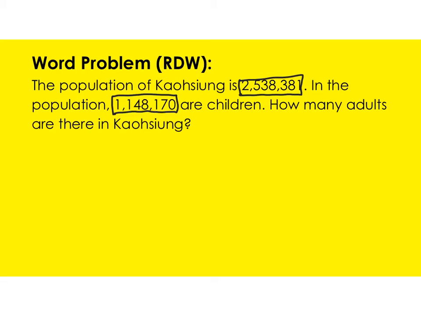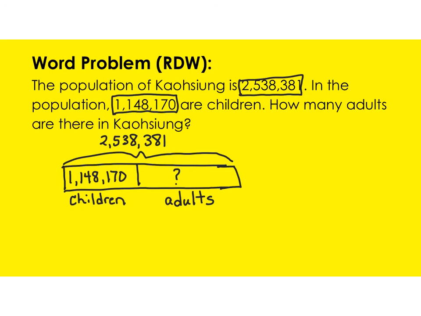So let's first draw the tape diagram. Okay, so we know the whole is 2,538,381. That's the total population of Kaohsiung. And we know within that there's 1,148,170 children. Now we're trying to find the adults. We're trying to find the difference between. So we're going to subtract.